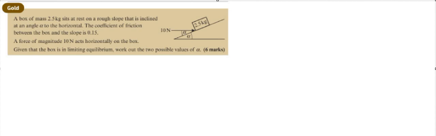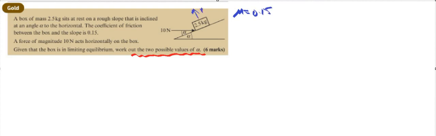Okay, here is an inclined plane question. But the interesting thing about this is the question starts off saying, work out the two possible values for alpha, which is the angle. So we've got a box of mass 2.5 kilograms sitting on a rough slope that's inclined at an angle of alpha. The coefficient of friction between the box and the slope is 0.15. So mu is 0.15.